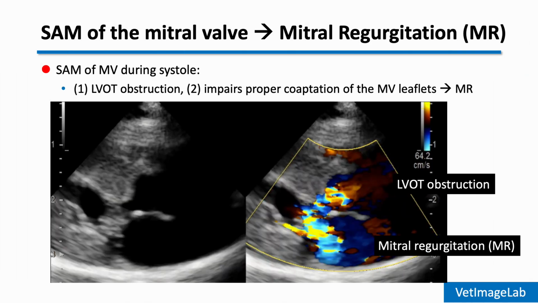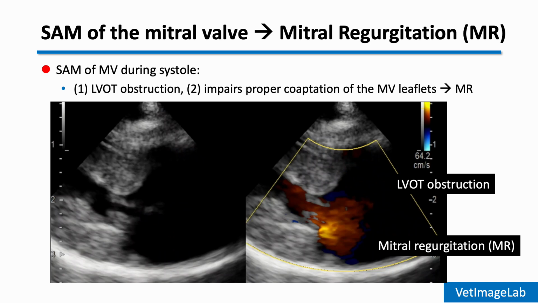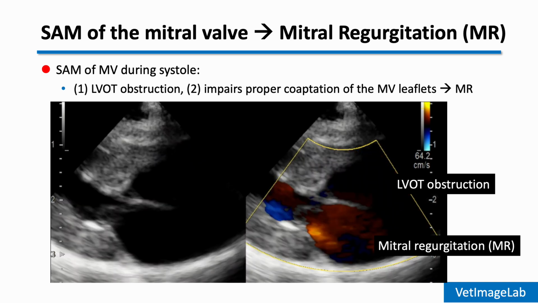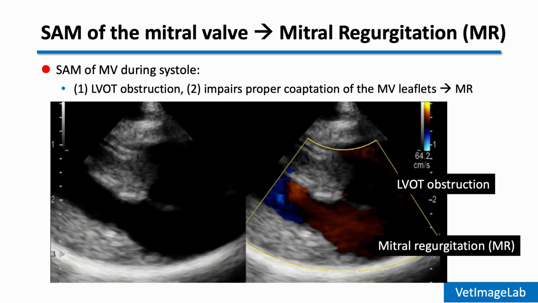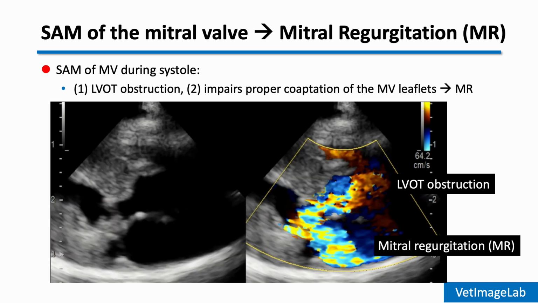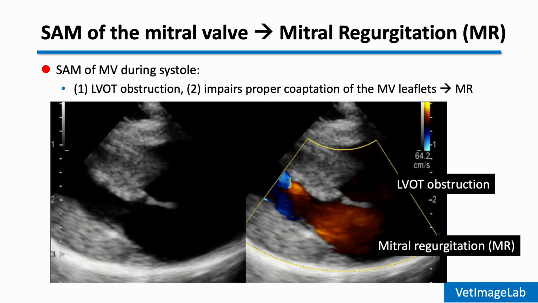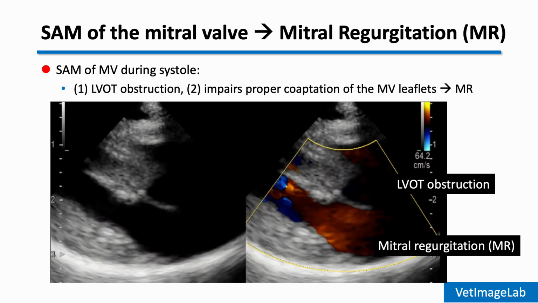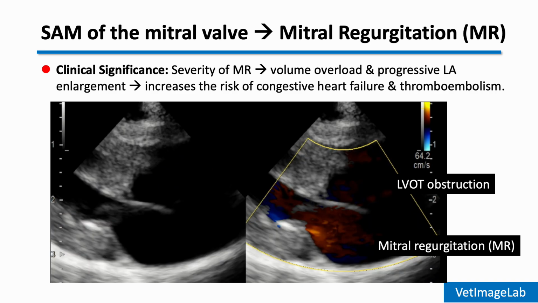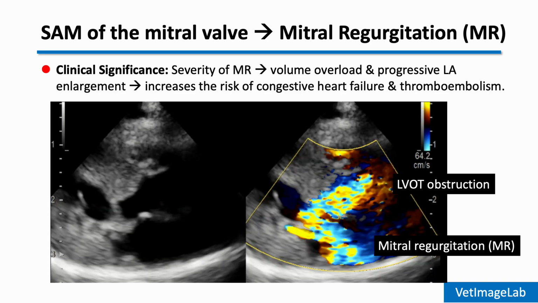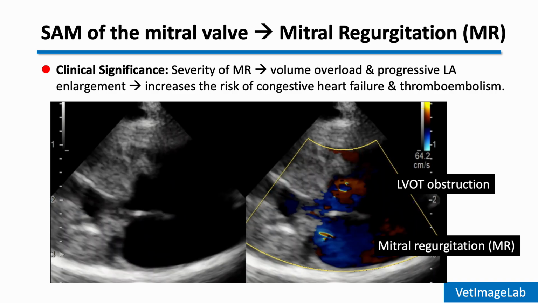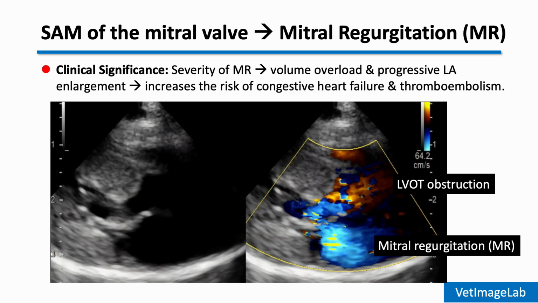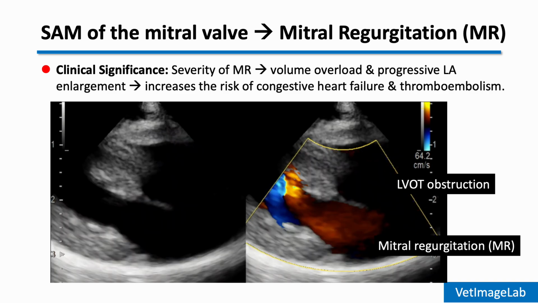Now let's move on to another important consequence of SAM, mitral regurgitation. As the anterior mitral leaflet moves toward the septum during systole, not only does it obstruct the left ventricular outflow tract, but it also impairs proper coaptation of the mitral valve leaflets and results in mitral regurgitation. The severity of mitral regurgitation can contribute to both volume overload and progressive left atrial enlargement, which increases the risk of congestive heart failure and thromboembolism.